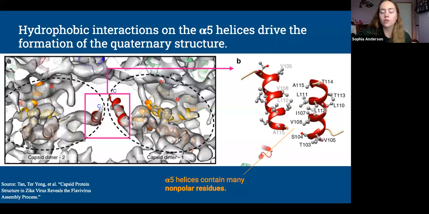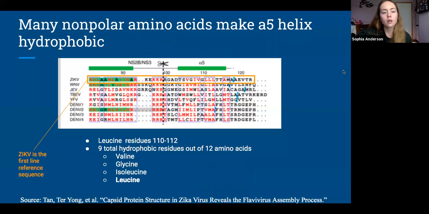Here you can see how the two capsid dimers interact via hydrophobic residues that come together, making a greater triangular network. To expand just a little bit more on the hydrophobicity of the alpha-5 helices, we should zoom in and observe the amino acid sequence of this fifth alpha helix. While this chart may show the amino acid sequences of several flaviviruses, we're only really concerned with the top row, which shows that of the Zika virus.